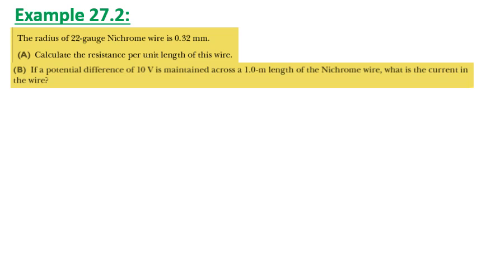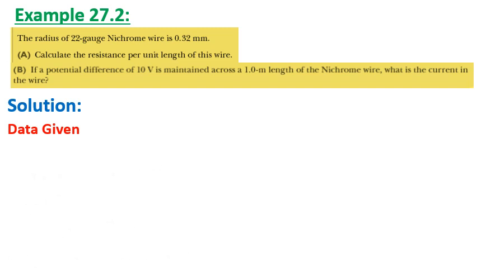In example 27.2, it is said that the radius of 22 gauge nichrome wire is 0.32 millimeters. So r is 0.32 mm, which obviously I'll convert into meters. In part A, we have to calculate the resistance per unit length of the wire, that is R over L. And if a potential difference of 10 volts is maintained across a 1 meter length of the nichrome wire, what is the current in the wire? So in part B, we will be calculating I.